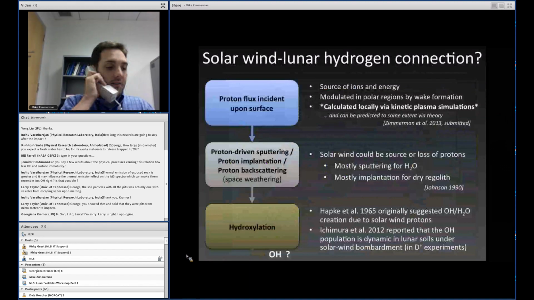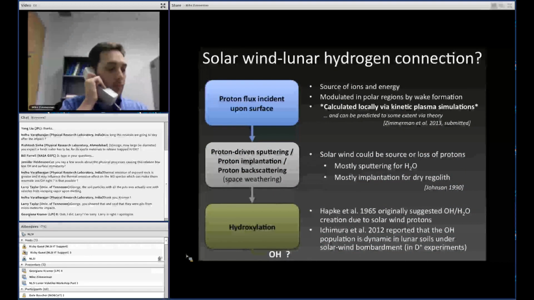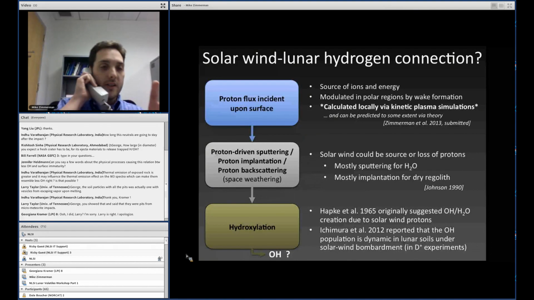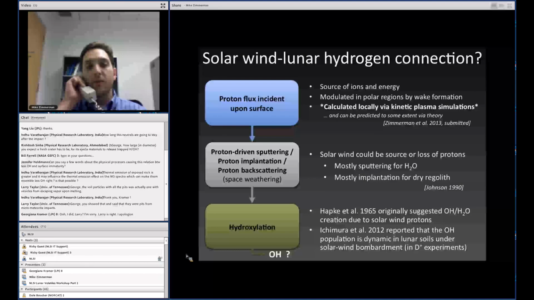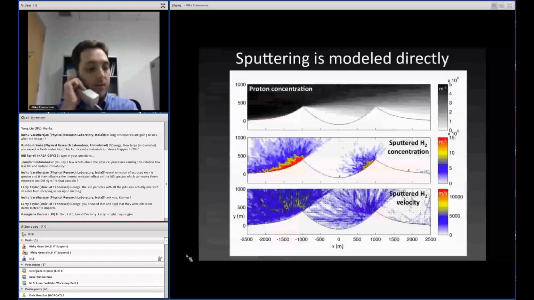We could also have chemical processes in the soil after we get the protons in there, which is the third box down here. But I'm going to focus today on the first two steps: modeling the proton flux and then looking at how that drives sputtering or whether or not it implants various products.